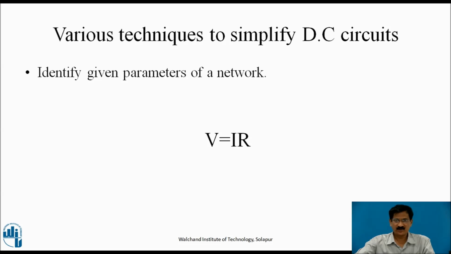What is Ohm's law? V is equal to I into R. In this case, we have three parameters: voltage, current, and resistance. Here, two parameters are known, then we can find out the third parameter. That is, if in a branch voltage is given and resistance is given, we can find out the value of the current.